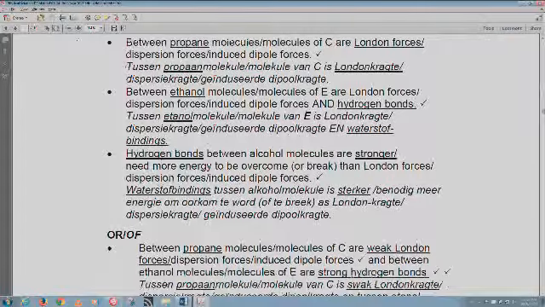And then for the third mark, the learner must say hydrogen bonds between alcohol molecules are stronger than those, just say hydrogen bonds between alcohol molecules are stronger, meaning the learner is saying the London forces are weaker in propane. Or the learner can say more energy is needed to overcome the hydrogen bonds in alcohol molecules than the London forces, or the dispersion forces, or the induced dipole forces.